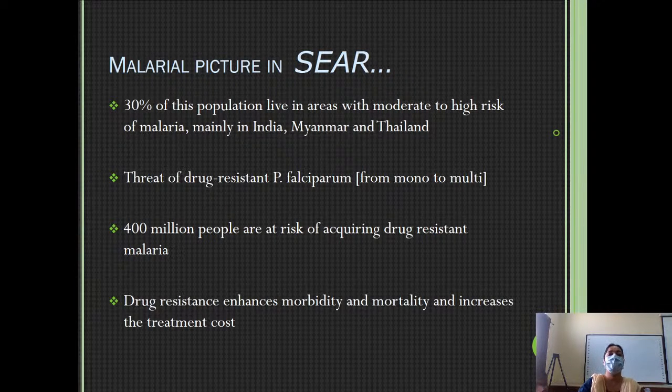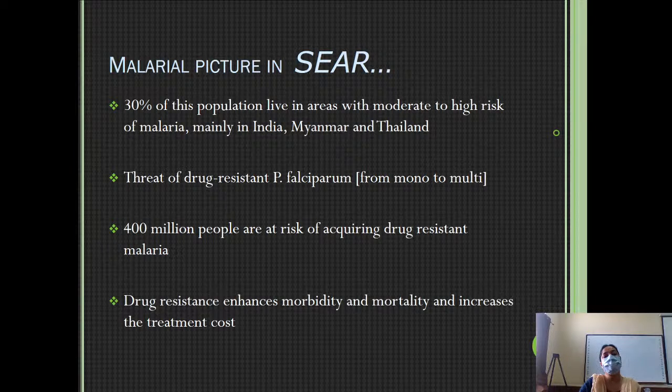You see, they lie along the tropical belt, and that is why the population is high there. The density of population is more in these countries, and your environmental factors are also very suitable for transmission of disease. So 30% or more of the at-risk population reside mainly in these three countries.